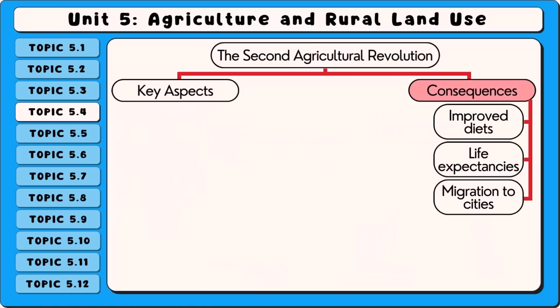With more reliable food sources, populations grew, and fewer people were needed to work the land. Now let's look at the consequences of the second agricultural revolution. We'll focus on 3 specific consequences: improved diets, longer life expectancies, and the movement of people from farms to cities.